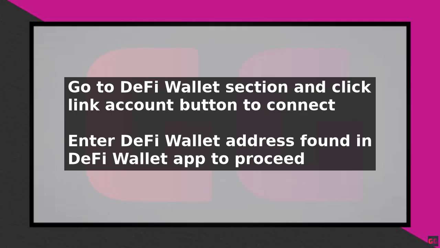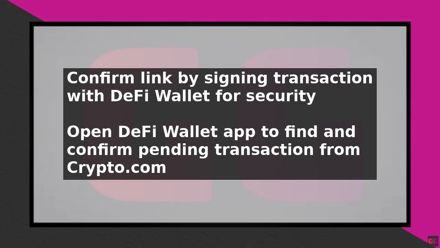To sign the transaction, open the DeFi wallet app and navigate to the Transactions section. Here you will see the pending transaction from Crypto.com. Click on it and confirm the signature. Once the transaction is confirmed, your DeFi wallet will be linked to Crypto.com.